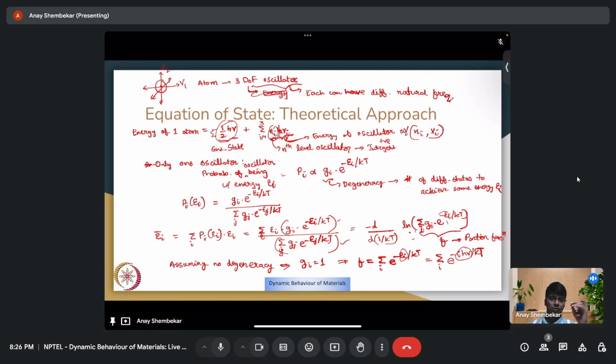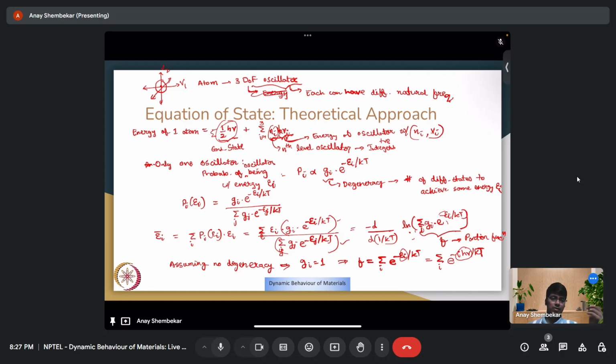We took the case where there is no degeneracy, so each oscillator can only exist in one fixed state of energy, and that energy state can only be reached using one frequency, nu i or n nu i.